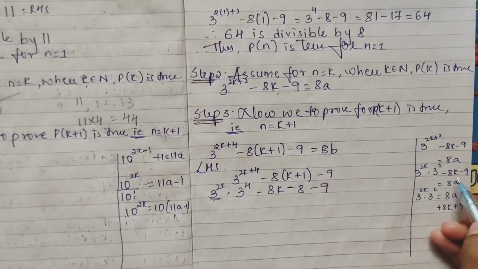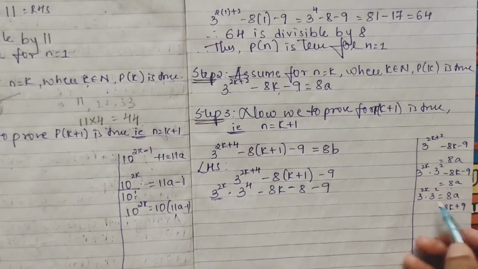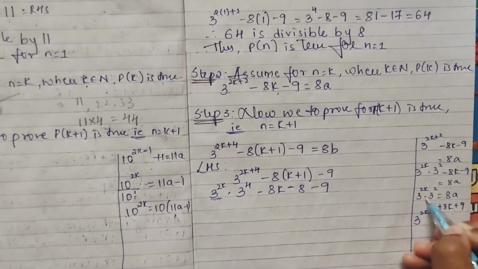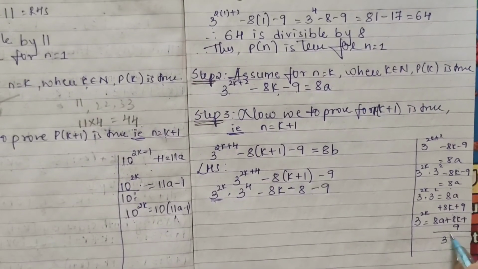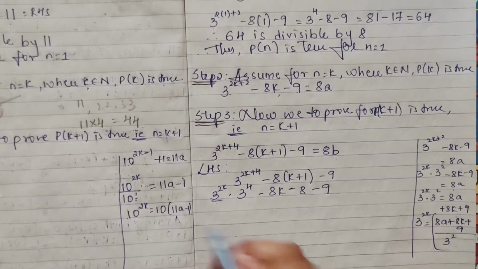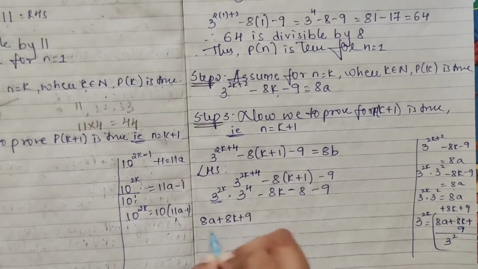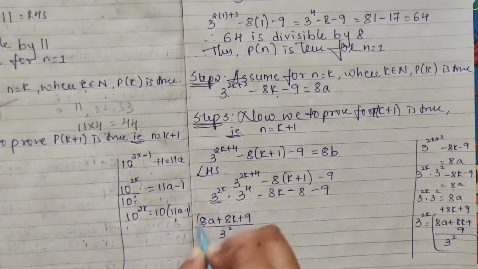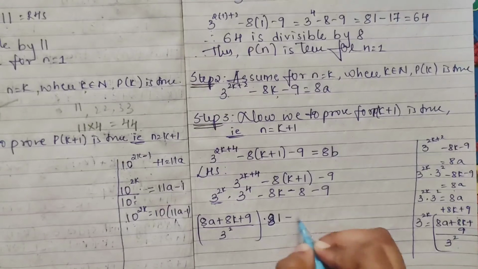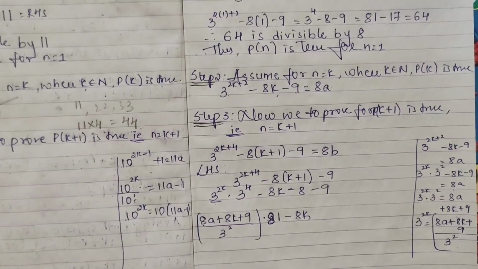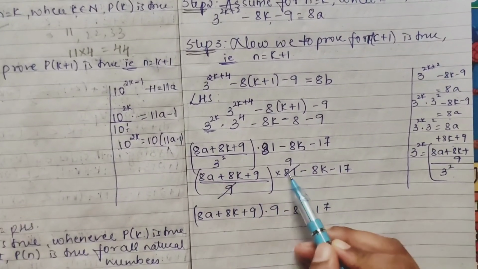Right, take everything to the other side, you will get 8k, minus 8k becomes plus, and plus 9. So 3 raised to 2k into 3 square equals 8a plus 8k plus 9. When the 3 square goes across, it comes to your division. So in short, your 3 raised to 2k is 8a plus 8k plus 9 whole divided by 3 square. And then again you have into 3 raised to 4, I can take it directly as 81, and then minus 8k minus 8 minus 9. After getting here, you will get minus 17. So 3 square is 9, 81 minus 8k minus 17.